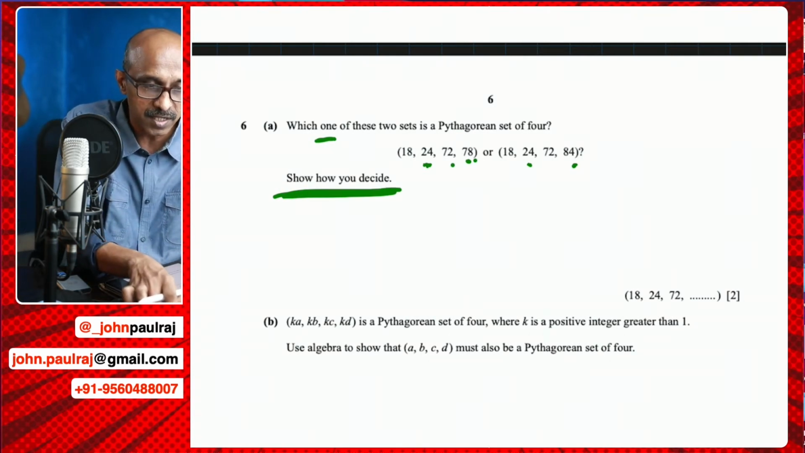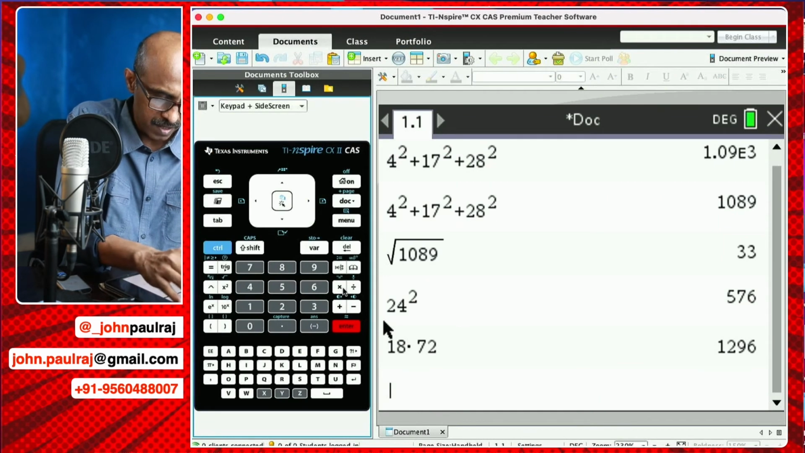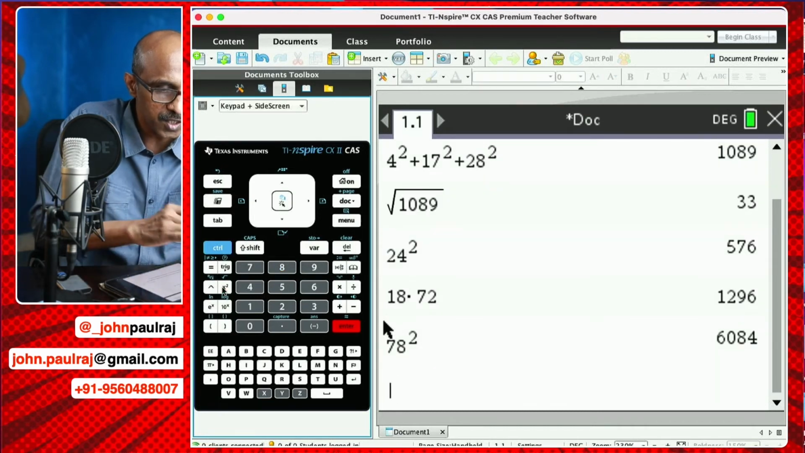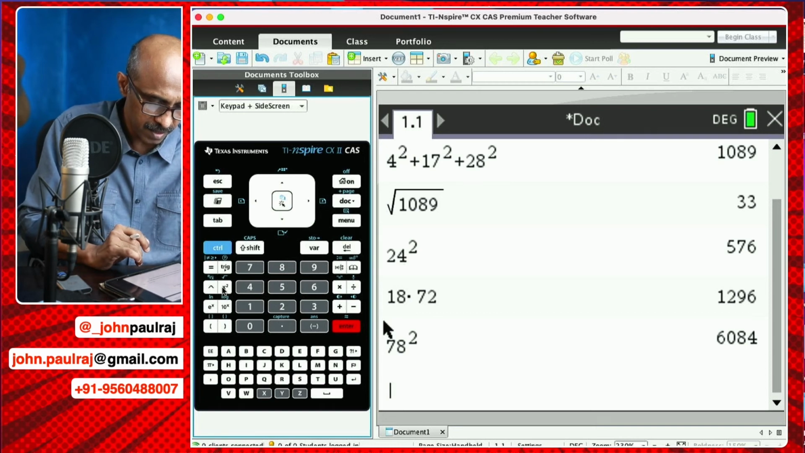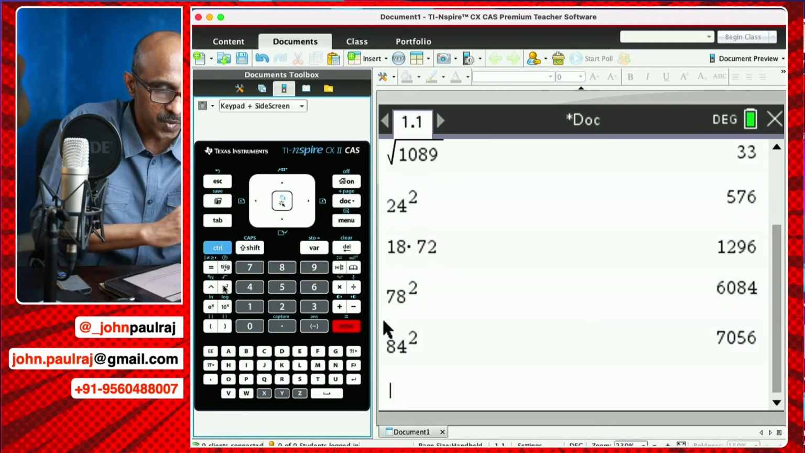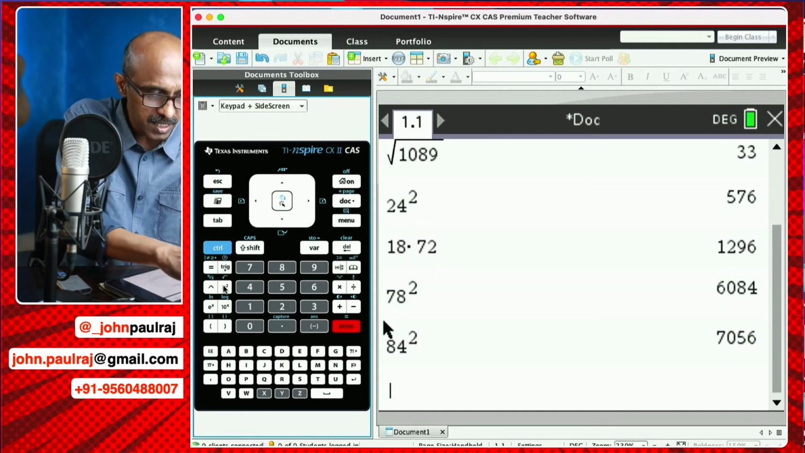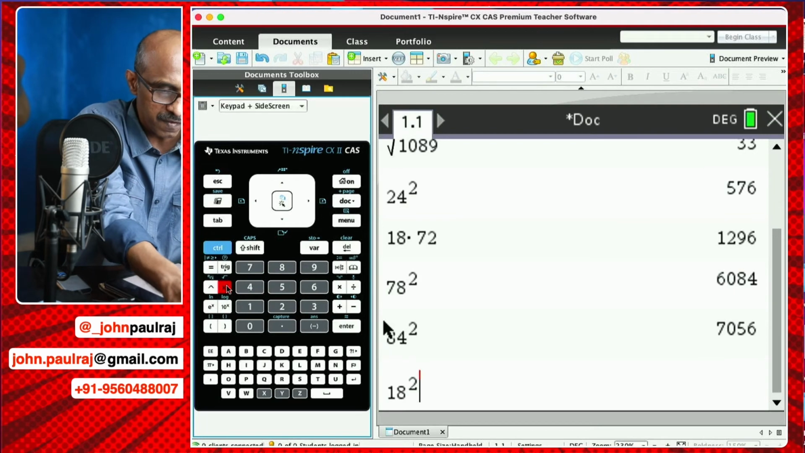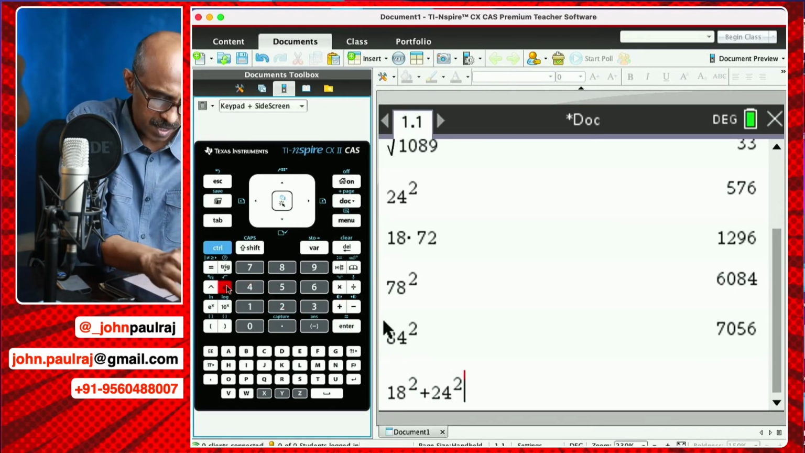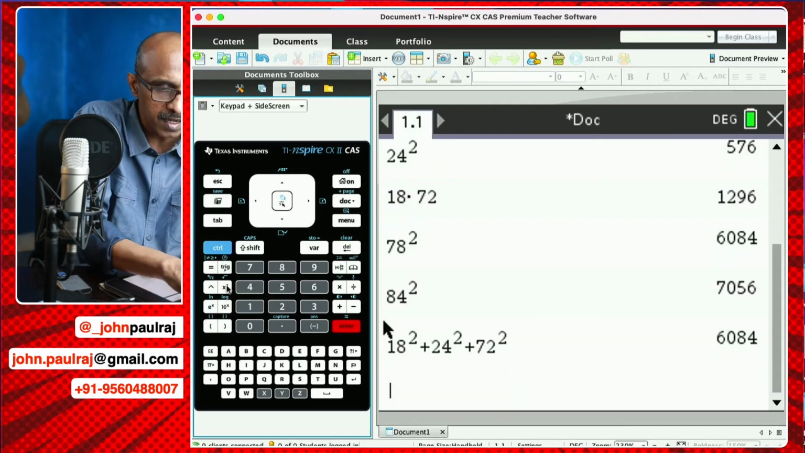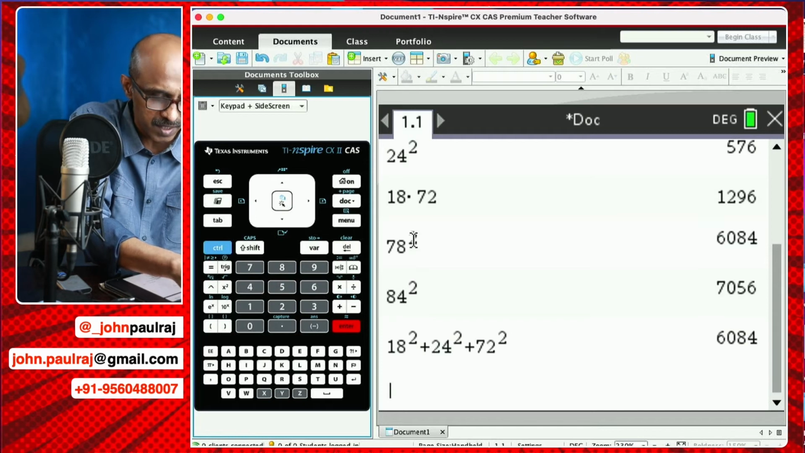Let's jump back to the calculator. What's 78 square? 78 square happens to be 6084. And let me just do the other one also, 84 square. The other D was 84. 84 square is 7056. Now let's check A square plus B square plus C square, which is 18 square plus 24 square and 72 square. And we're getting 6084. So it is the one with 78. Is it the first one?